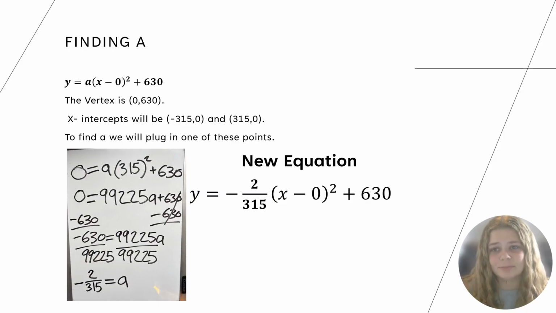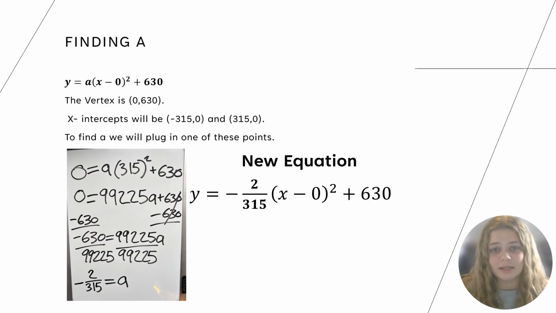We know the vertex because at the middle of the arch it is 630 feet tall. So we can use the coordinates 0, 630 and plug these into our base equation to solve for a. We start by squaring 315 to get 99,225. Then we subtract 630 from both sides. Then we can divide by 99,225 to get a by itself. And just reduce our fraction to get a equals -2 divided by 315.